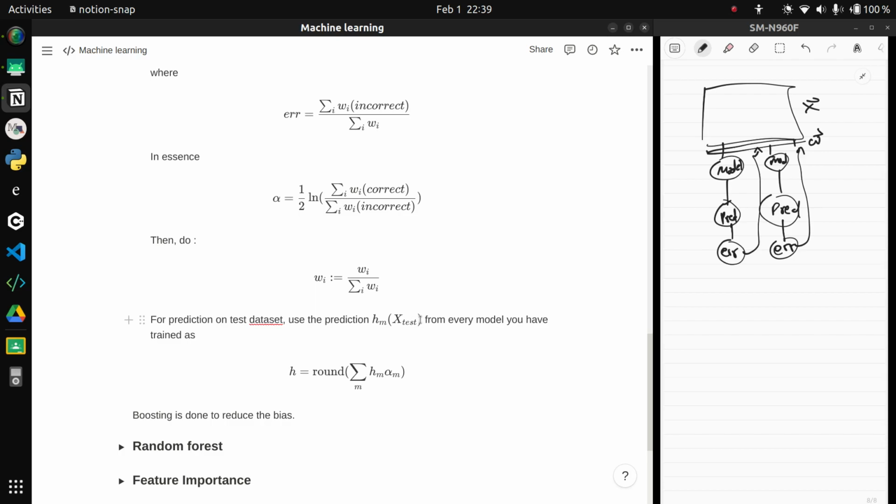Because you're giving more emphasis to the problems which are hard. So yeah, right. So for actually predicting for some particular small x vector, what should we do now, right?